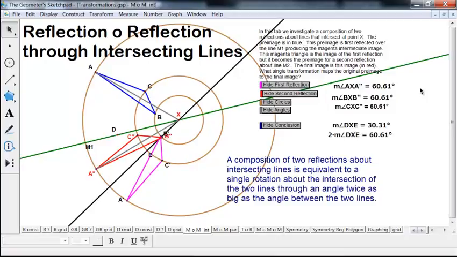Okay, so that's kind of interesting, and that's going to lead us to this idea of composition of functions in general. It's going to lead us to think of these things as operations on this set of isometries. So we'll come back and see what kind of structure that has a little bit later in one of our other videos.